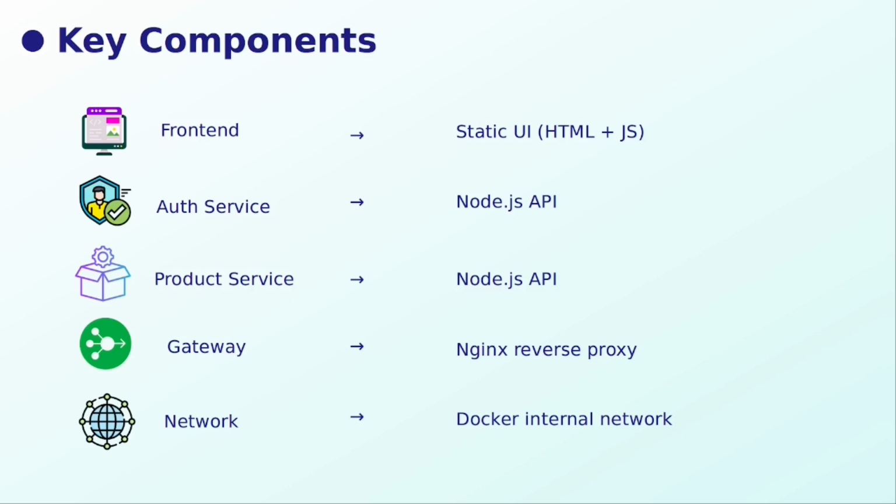Key components. Now let's break down the system into components. We have a front end, which is just a static UI, two backend services, auth and product, a gateway powered by Nginx, and an internal Docker network connecting everything. Each component has a single responsibility, which makes the system easier to manage and scale.